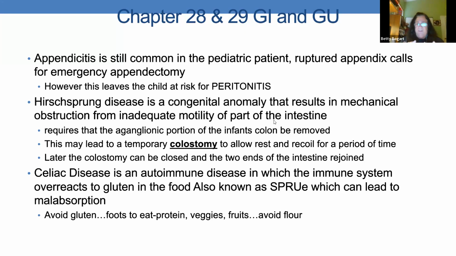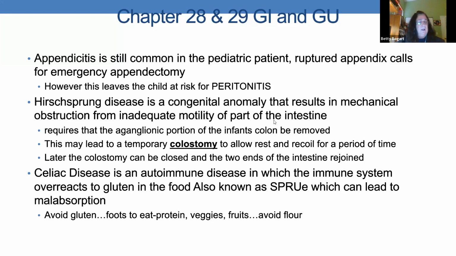The stool just sits there and it just sits. There's no stooling coming out. So they do the diagnosis, do the treatment, and what they have to do for this child is take out that piece of bowel, and sometimes it's quite a bit, and give a colostomy and allow that intestines to rest. And then usually before the end of the year, they'll close the two parts together.